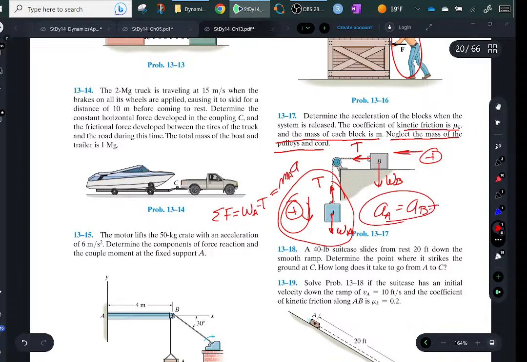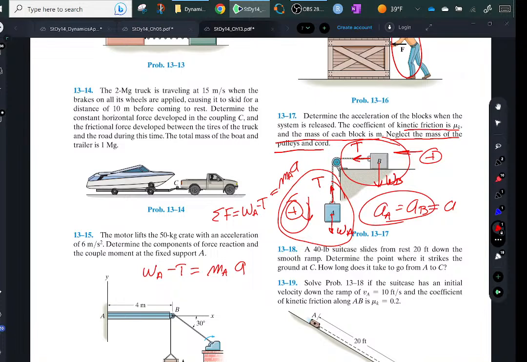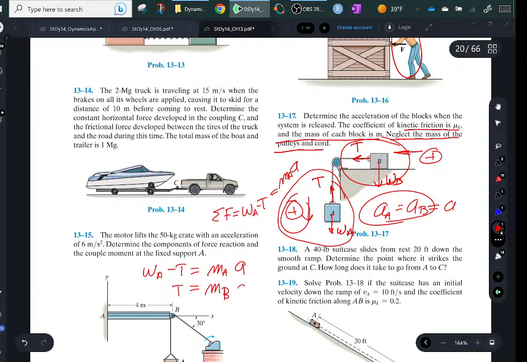I'm just going to call that acceleration. So you'll get an equation that says weight A minus tension equals mass A times acceleration. Over here, believe it or not, you're just going to get sum of the forces. There's only one, and that's the tension equals mass of B times acceleration.